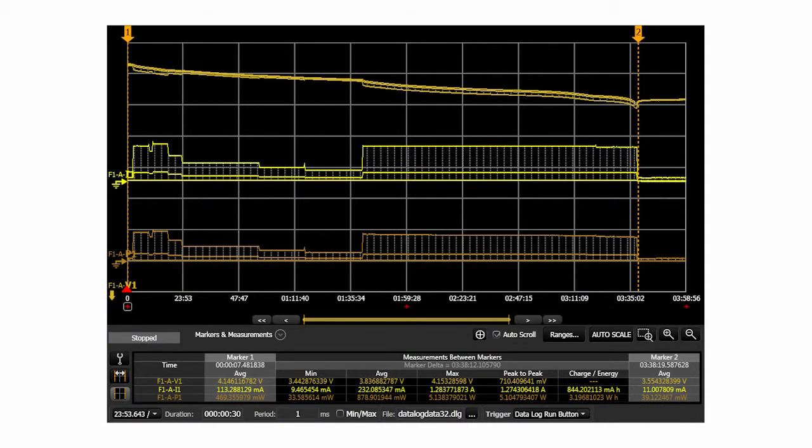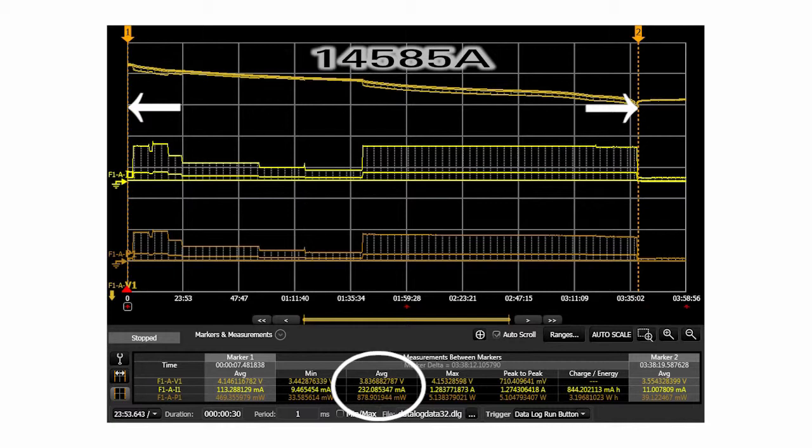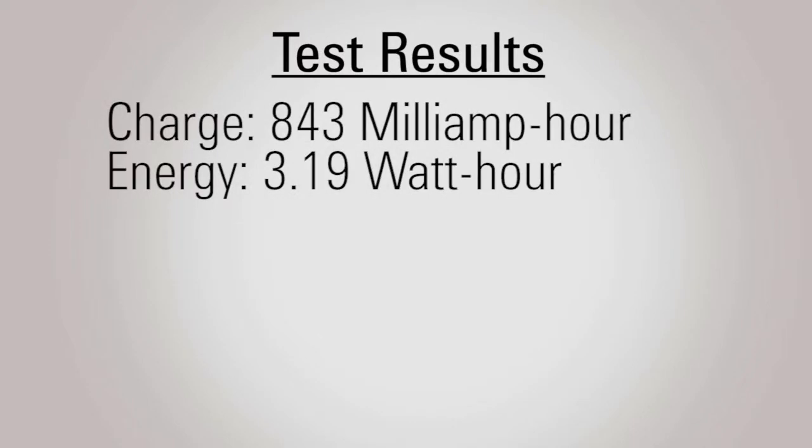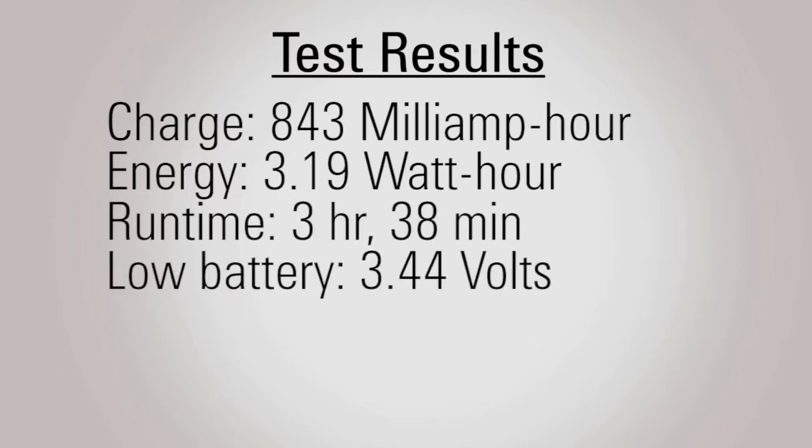Battery rundown test results captured and displayed using the Agilent 14585A control and analysis software is shown here. Placing measurement markers at the start and shutdown points shows that the average current was 0.233 amps and the peak current was 1.29 amps. The charge and energy delivered by the battery were 843 milliamp hour and 3.19 watt hour, respectively, and the mobile phone ran for 3 hours 38 minutes before shutting down at 3.44 volt low battery condition.